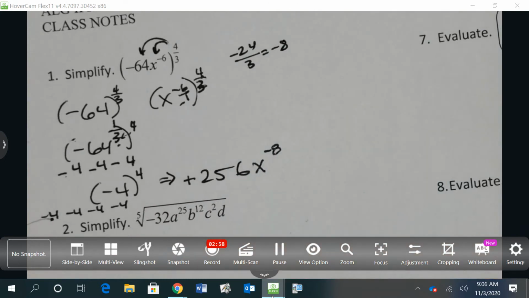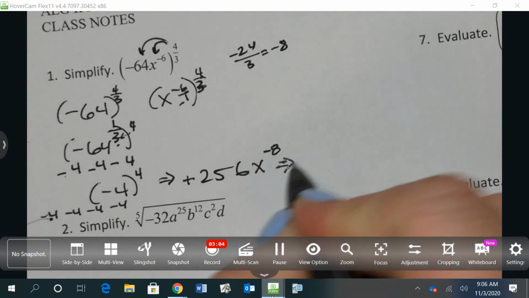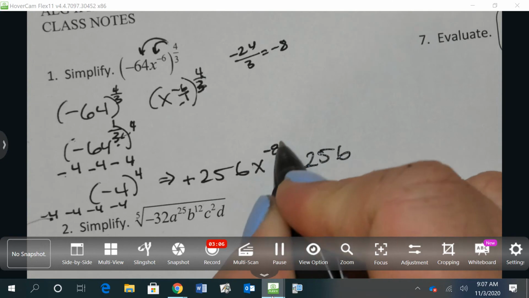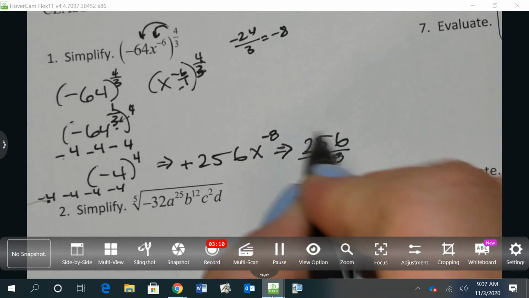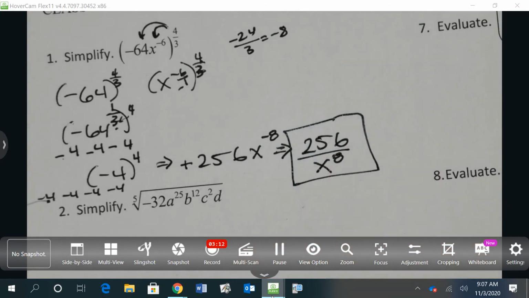Now in our final answer, after we've reduced things as far as possible, we do not want a negative exponent. And for that reason, if we have a negative exponent, it says, hey, I'm not happy here, and I'm on top, but when I go to the bottom, now I'm happy. This is the reduced form of number 1.